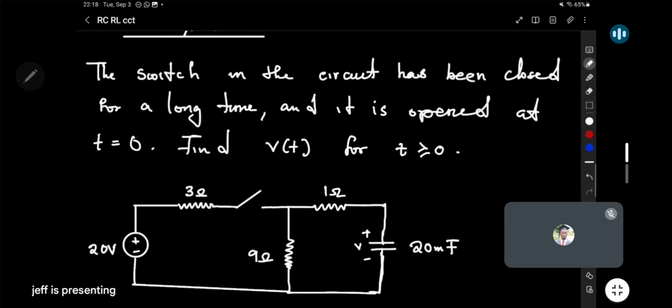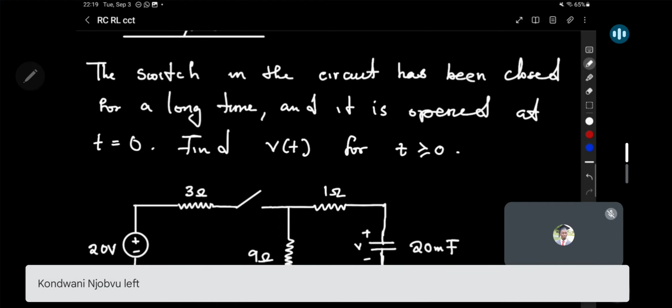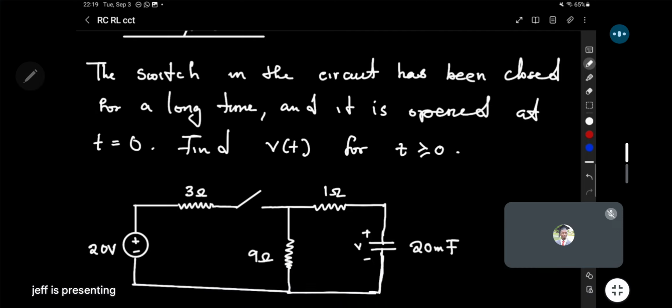Okay, so let's consider this example where they're saying the switch in the circuit has been closed for a long time and it is opened at t equals 0. Find v(t) for t greater than or equal to 0. So what does it mean? Let's understand this question first. Why are they saying it like this? What is the implication of each part here? The switch in the circuit has been closed for a long time. This statement tells us the initial state of what is happening here.